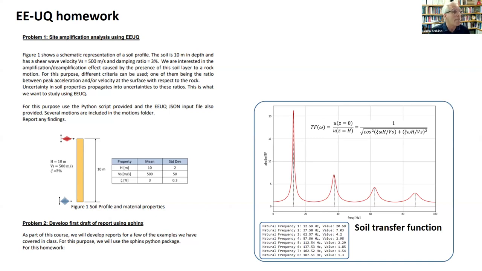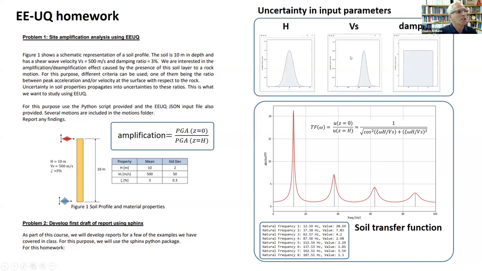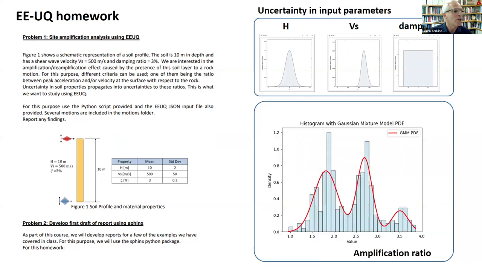And how do we calculate the amplification? The amplification is the peak ground acceleration at the surface with respect to the peak ground acceleration at the bottom. And what we want to do is to introduce uncertainty in the parameters that define the transfer function. Which are those parameters? Well, the thickness in this particular case, or the shear wave velocity, or the damping. So when you do that, then the amplification ratio is not going to be one unique value. You will have a distribution of values. And what we found is that for this particular case, it's not a single distribution. You have a bimodal distribution. Excellent example, again, not only to show the effect of the uncertainty, but also that you can have a bimodal distribution.